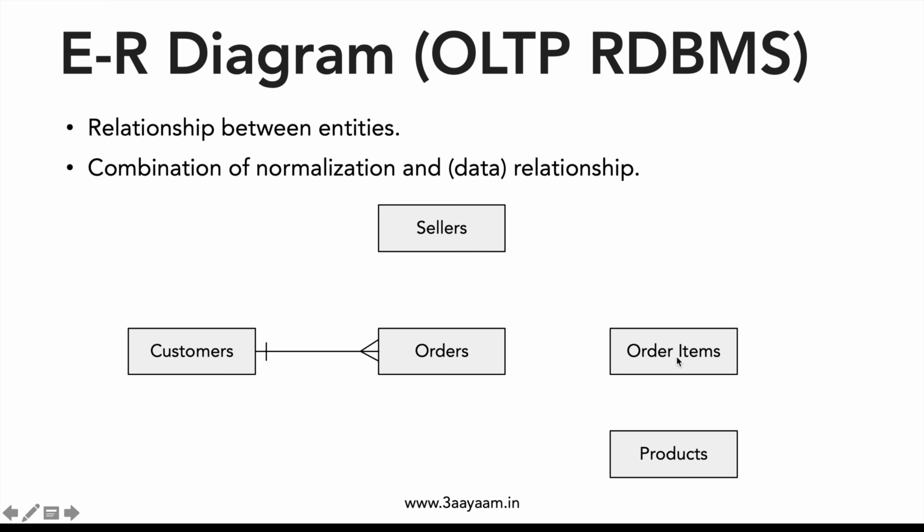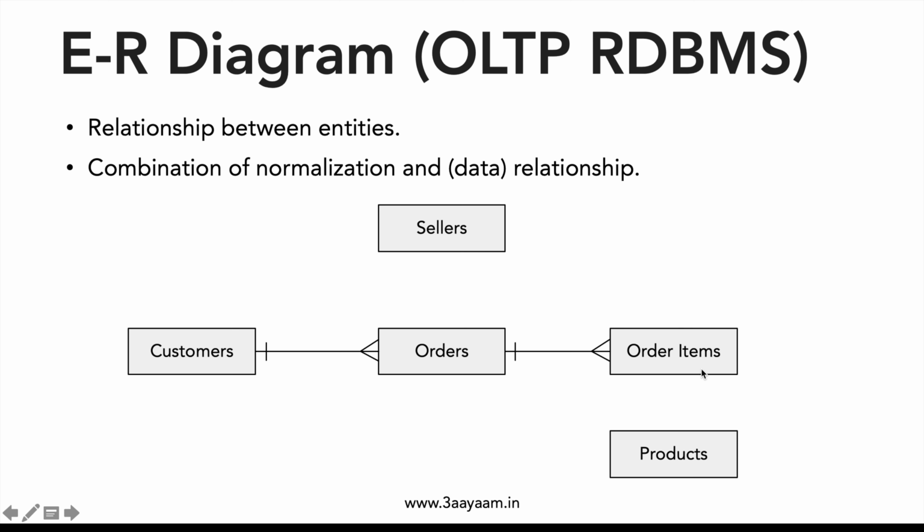Now let's get inside order items entity. For every item, there can be only one order. So it is also a one-to-many relationship between orders and order items, and many-to-one relationship between order items and orders. What about order items and products? Let's say for one order item, there would be only one product.